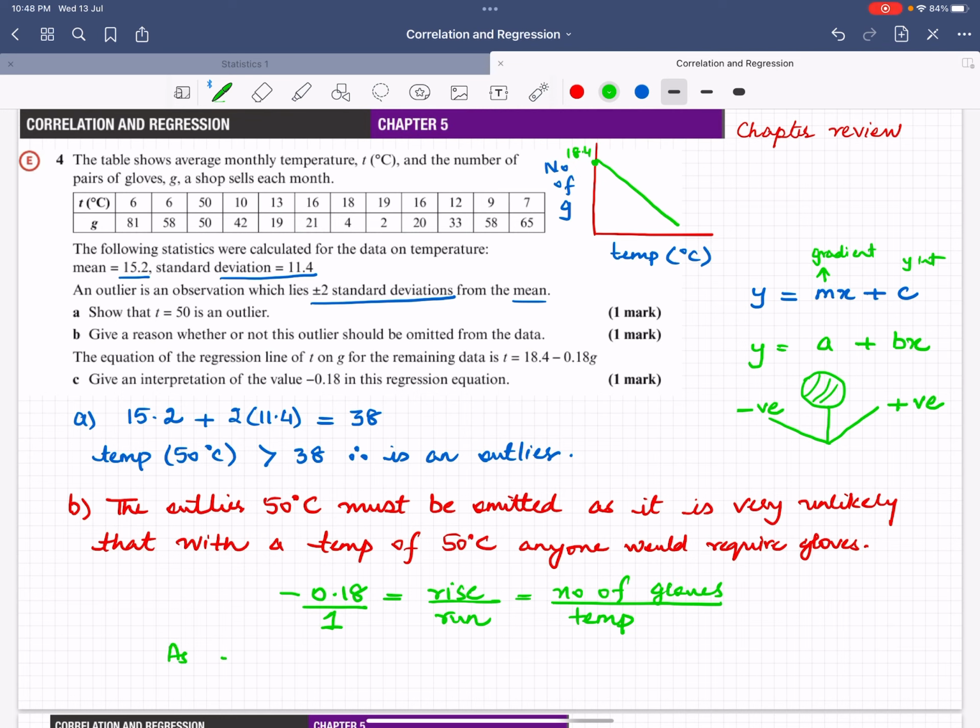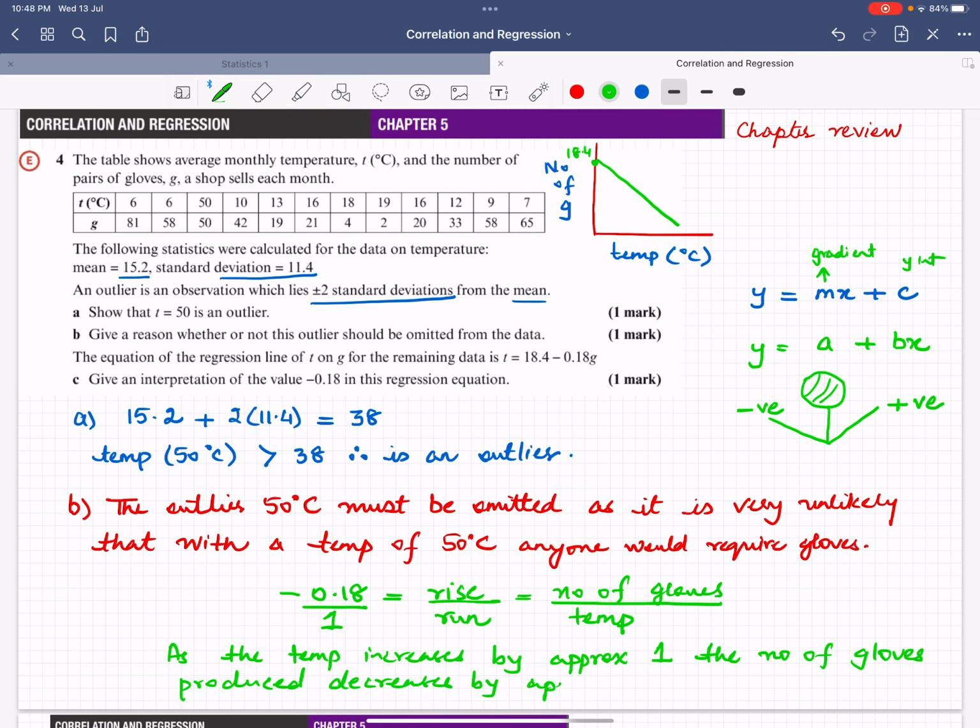So as the temperature increases by approximately 1, the number of gloves produced decreases by approximately 0.18, and that is the interpretation of the gradient, which is negative 0.18, and that answers part C.